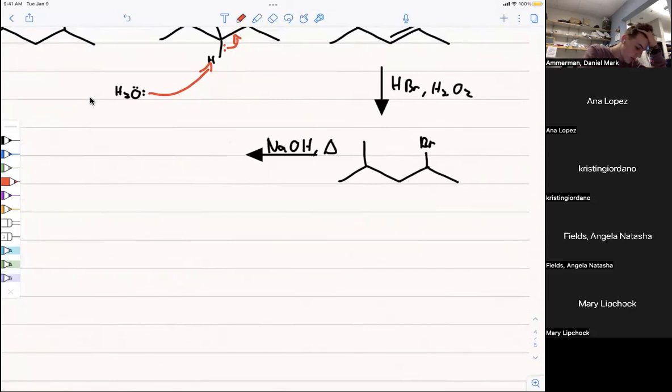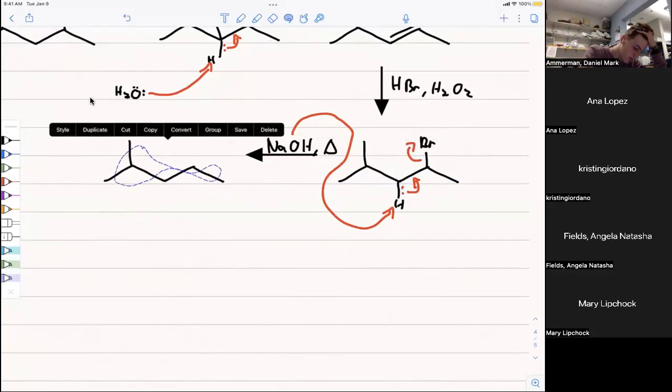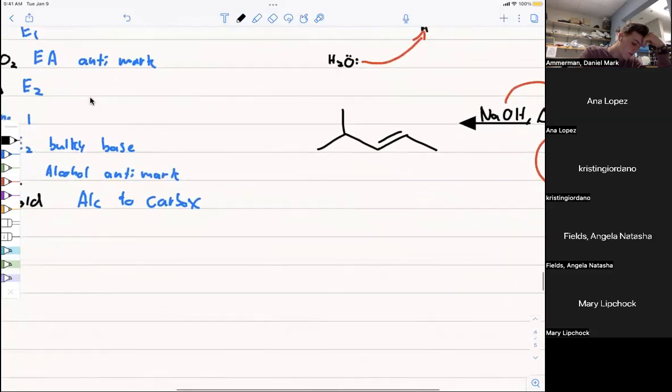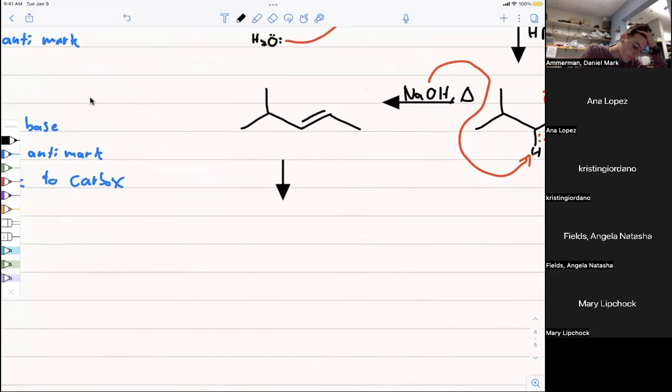So that's going to be taking this one, because that will produce the more substituted one. And this is E2, so bond formation, bond break. And then we will get our product from that again, right here. And then we have HCl, so that will be type 1 addition.